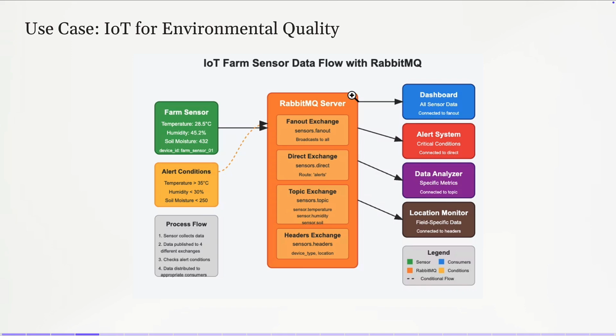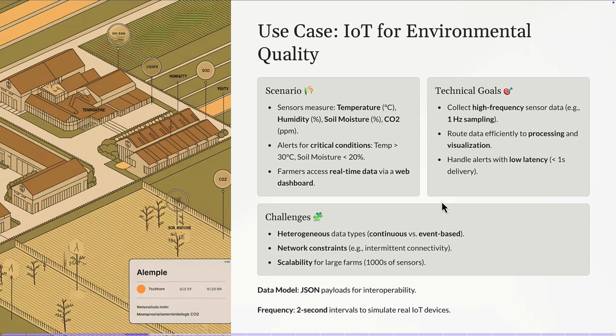So through RabbitMQ, we're going to distribute the information to a dashboard, to an alert system, and to a data analyzer, wherever we want to send the data to. Okay, so this is our use case. We will have a scenario where we send temperature values, humidity, and soil moistures.